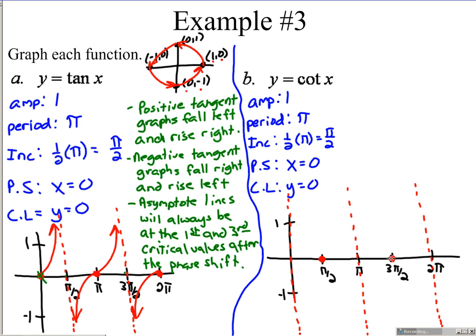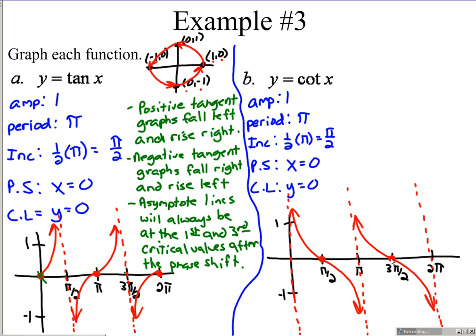So you can see the same type of pattern as what we have in the cosine graph. Every other one is an intercept, and the ones that aren't intercepts become asymptote lines. Cotangent through quadrant 1 is positive. Quadrant 2 becomes negative. Quadrant 3 is positive. Quadrant 4 becomes negative. So there's our graph, and you can see some similarities between the two graphs. Asymptote lines at every other one.